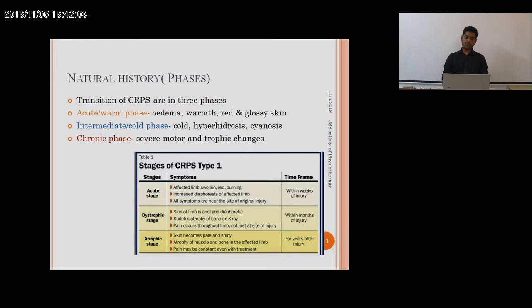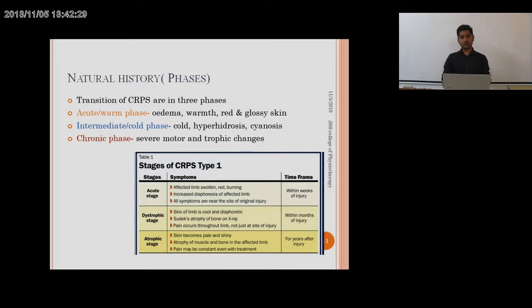In this table, these 3 stages have been categorized, and the time frame has been clearly given. When it comes to the acute stage, the affected limb will be swollen and red, and people will complain of a burning type of sensation from the time of injury. And there will be increased diaphoresis of the affected limb, and all symptoms are near the site of the original injury.